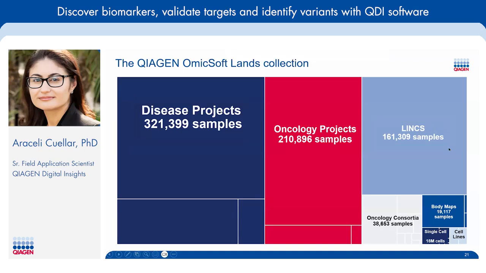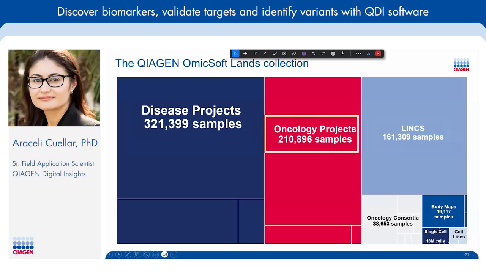Now, for those of you that are interested in oncology, for example, OncoLAND contains more than 210,000 samples from individual studies such as GEO, SRA, and more than 38,000 samples from consortia such as TCGA, Target, just to give you some examples.